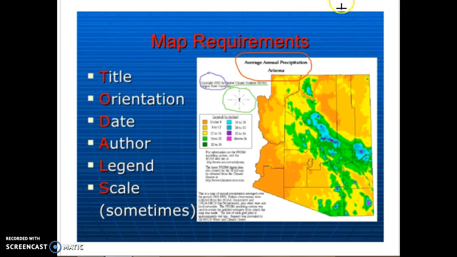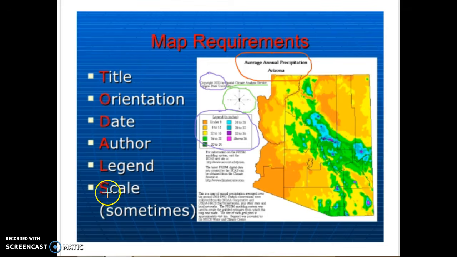L stands for legend. The legend is right here on this map. The legend is the key that unlocks the information. So for here, it's going to tell us what the colors on the map mean. So like, what does orange mean? It tells us that this is 8 to 12, and it tells us the precipitation in inches. So we know that very thing. So the legend is here. A lot of times the orientation is in the legend.